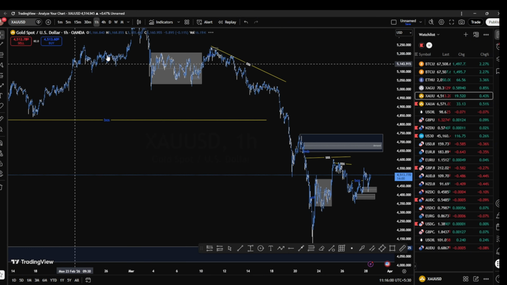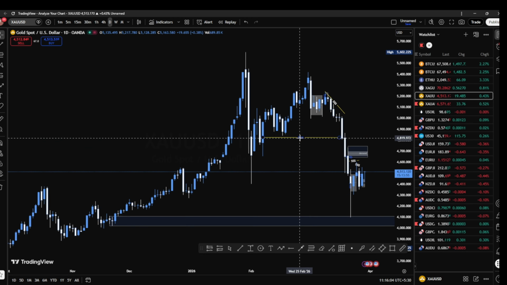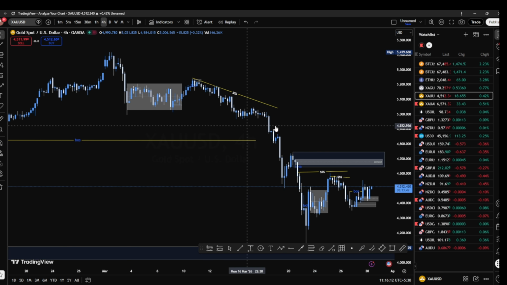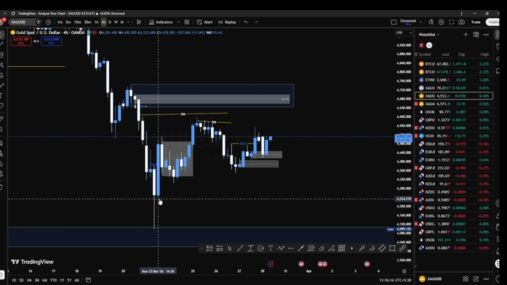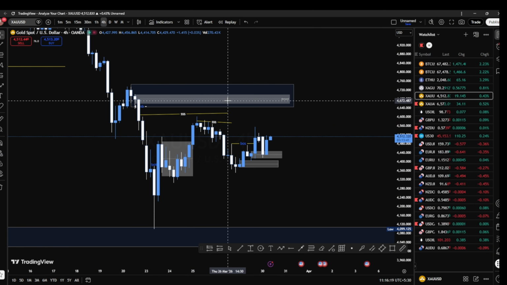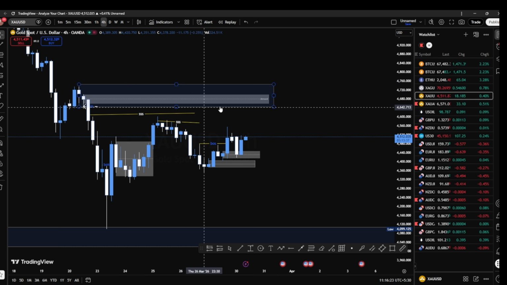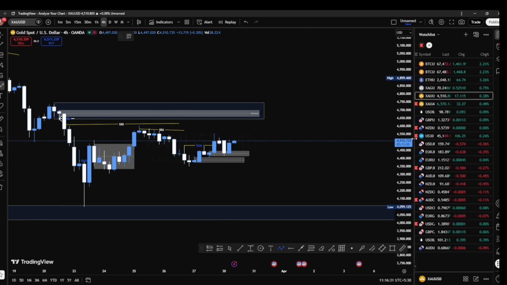Let's talk about gold. What's going on with gold? In the daily time frame we can see the market went upside to this demand level. In the 4 hour time frame the market went upside and is creating highs, but it doesn't break any supply levels, especially these supply levels. This is the main supply level. If it breaks these levels, then we can see the market is bullish. But right now the market is just creating a pattern.